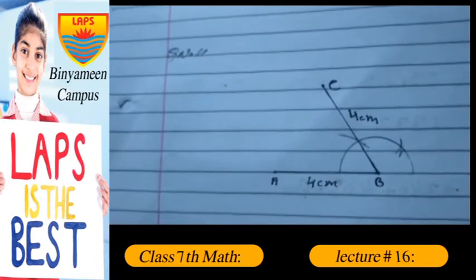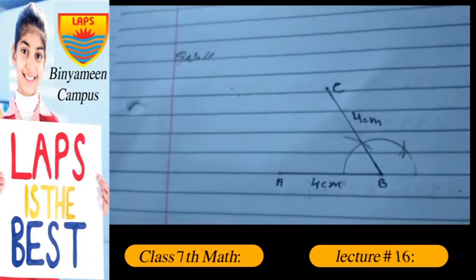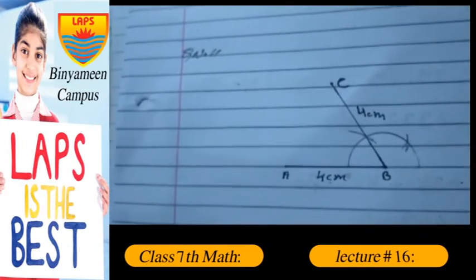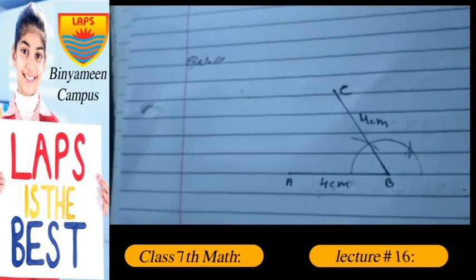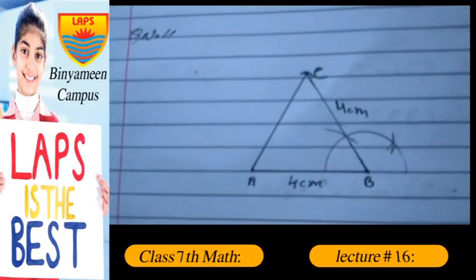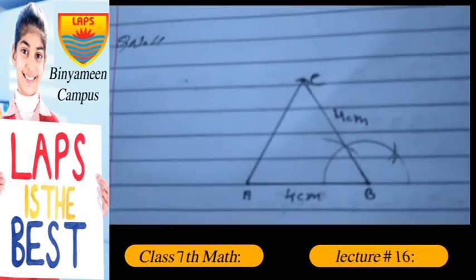And step 4, join C to A, and triangle ABC is the required triangle. Question 11, required triangle.